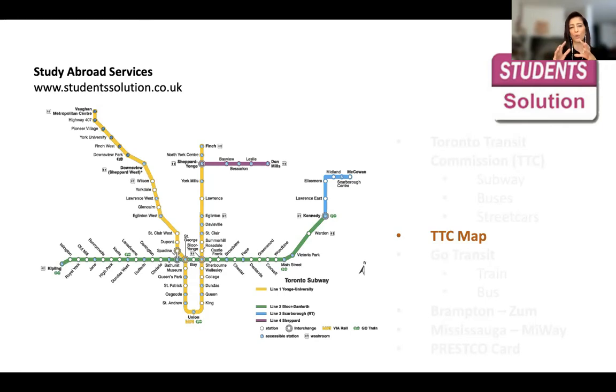So don't get so overwhelmed by, oh my God, what's the TTC and what's the GO train and what's the GO bus. Once you're here, you'll know where to go, which bus to take, which train to take, or which one not to take. That's not something you need to worry about right now, but we're just trying to give you a little bit of an overview of what the map looks like, and what the TTC is, or what a GO bus is, or what a TTC subway is. So you just have a little idea of what everything is.